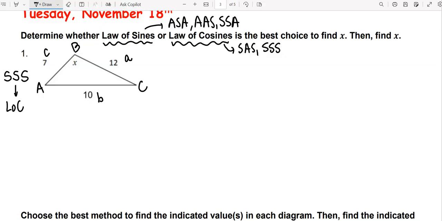And then from here, I'm trying to find what? Angle what? Of what? Which one? Angle B. So I need to find angle B.